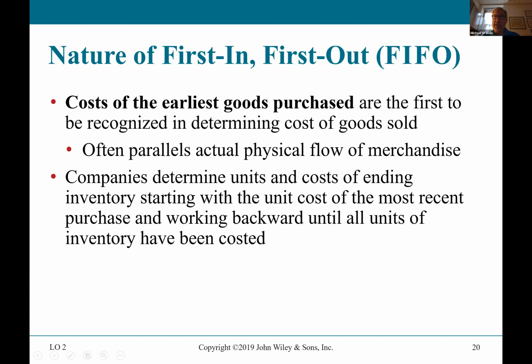Nature of first in, first out. The cost of the earliest goods purchased are the first to be recognized in determining the cost of goods sold. Again, first in, first out. So the first items that we had were the first ones to go out. So the cost of goods sold is made up of the first ones, and the ending inventory is made up of the ones that were purchased most recently. What are they saying here? It says this often parallels actual physical flow of merchandise. Companies determine units and costs of ending inventory starting with the unit cost of the most recent purchase and working backward until all units of inventory have been costed.